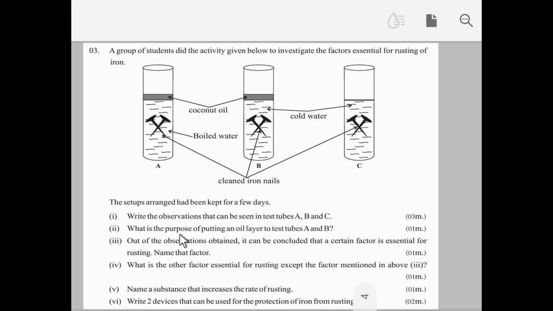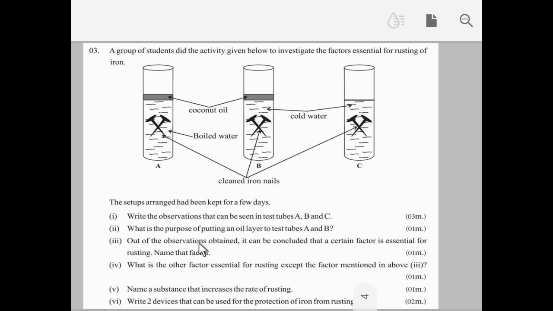What is the purpose of putting an oil layer to test tubes A and B? I told that by using coconut oil we can seal the water from the air. Then air cannot get into the water. Coconut oil layer seals the water from air.